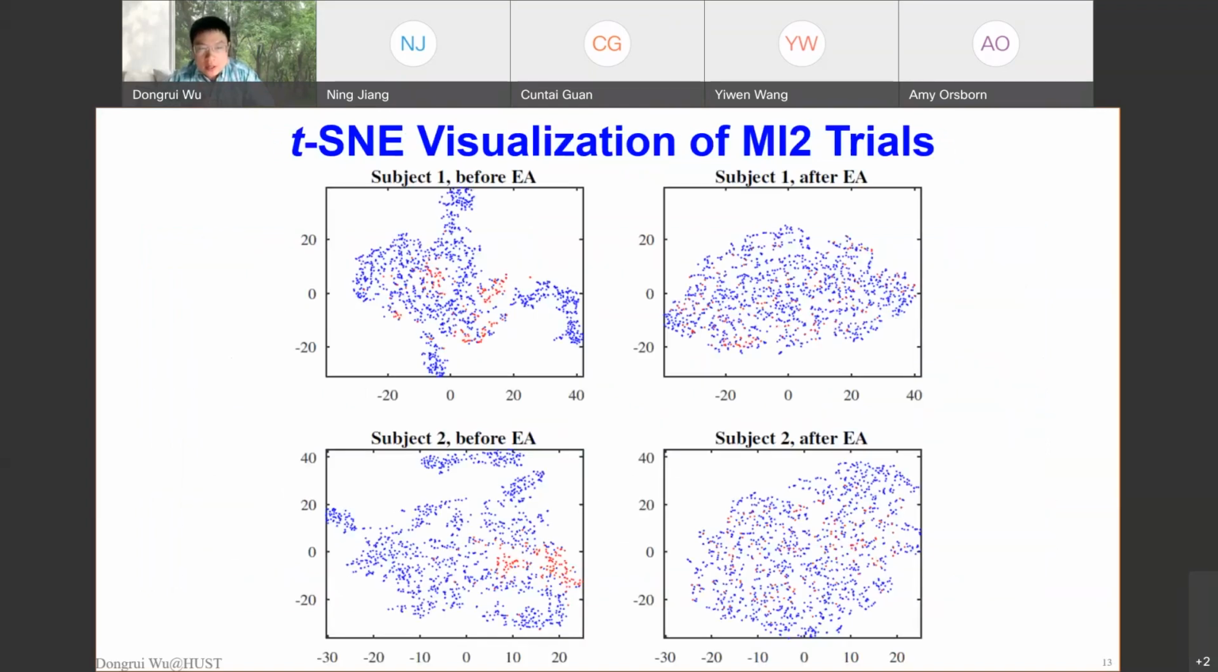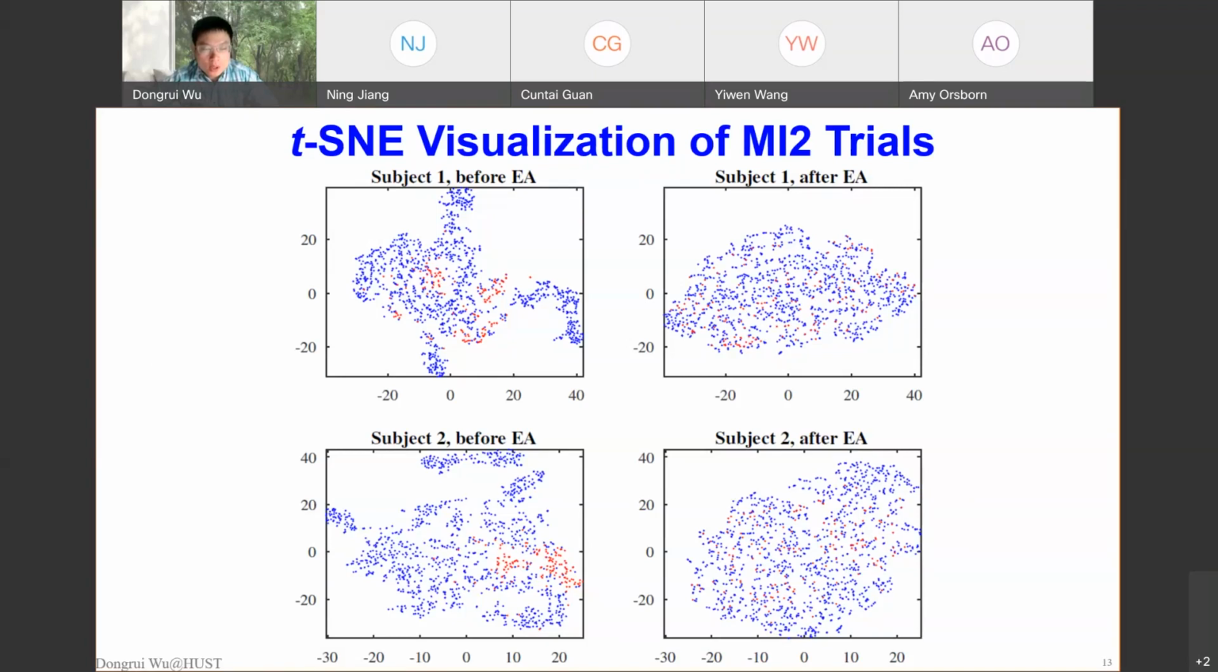Before actual classification, we used t-SNE to visualize the effect of EA. Let's focus on the first row. Here, we use subject 1 as the target subject and subjects 2 to 9 as the source subjects. In the first figure, each blue dot represents an EEG trial from a source subject, and each red dot represents an EEG trial from the target subject.